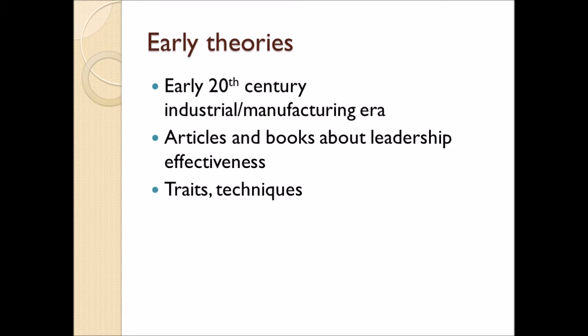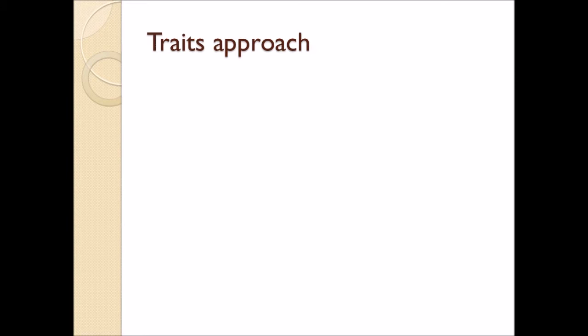And they focused on what traits an effective leader had and what techniques an effective leader used in influencing those around him. And the focus of these early theories was on productivity. So the idea was to be prescriptive, to figure out what makes a person an effective leader, and then say, okay, here's what you should do to be an effective leader yourself. This leads us into the first of the 5 approaches to understanding leadership, which is the traits approach.